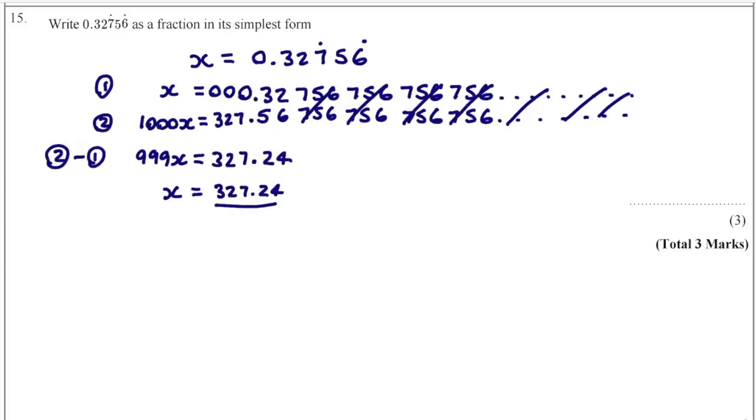327.24 divided by 999. In order to simplify this properly, because we don't want any decimals within our fraction, we need to type it into our calculator. So it's 327.24 all divided by 999. And that simplifies to 303 over 925. And that is our final answer.